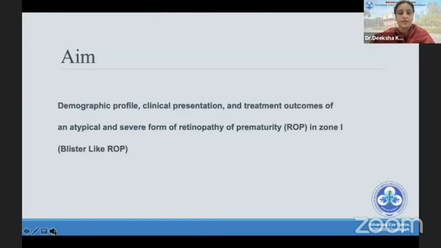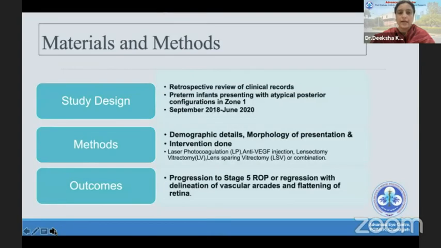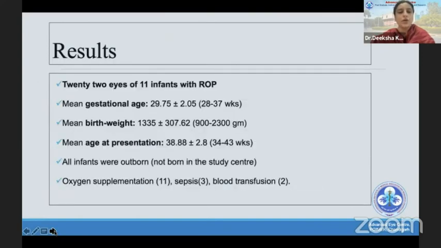In this study, we describe the demographic profile, clinical presentation, and treatment outcomes of an atypical and severe form of ROP in Zone 1. We did a retrospective review of clinical records of preterm infants presenting with atypical posterior configurations in Zone 1 between September 2018 and June 2020. The demographic details, morphology of presentation, and interventions done were recorded, and outcomes included progression to stage 5 ROP or regression with delineation of vascular arcades and flattening of the retina. A total of 11 infants with this pattern were included.